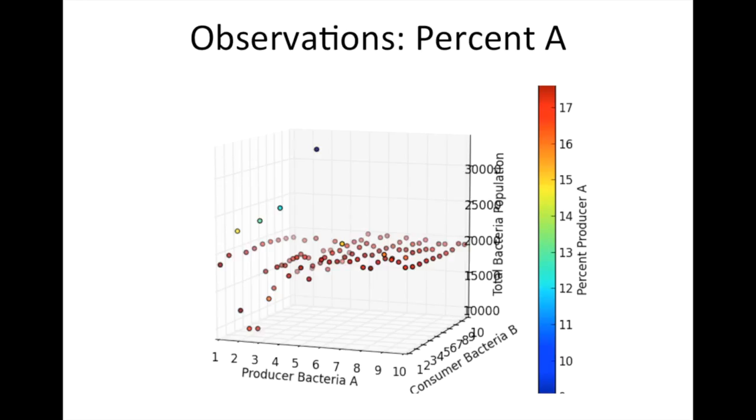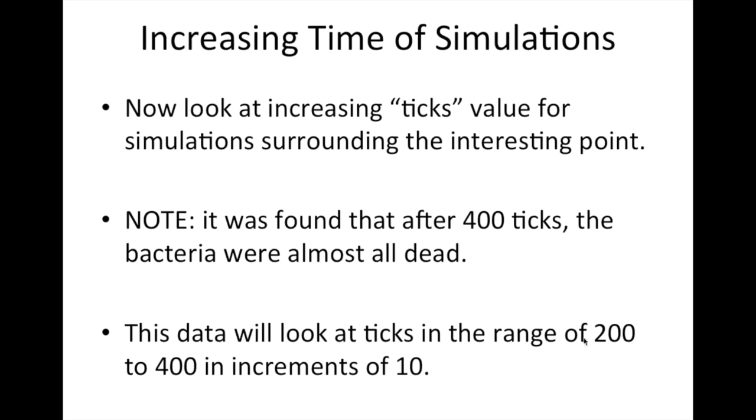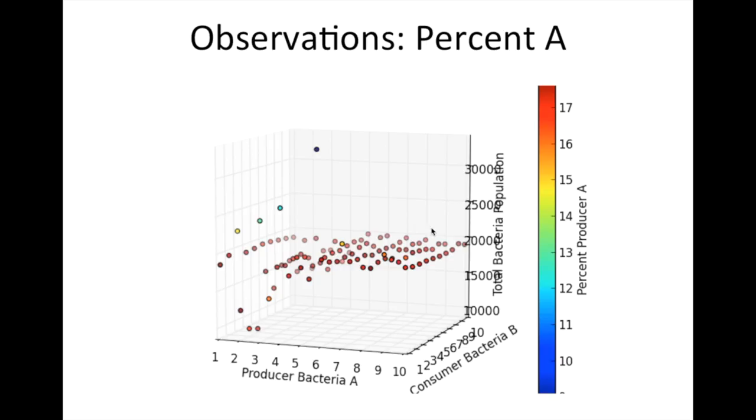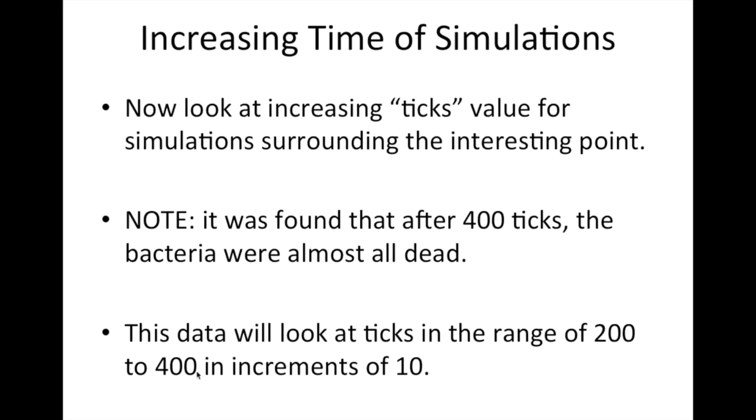This time, based off of our previous experiments where we found that this was an interesting data point, I just took a slice around it, sort of a region around it, and ran batches of those simulations at different ticks values, starting at 200, which is what this is, and ending at 400. The reason why I ended at 400 and chose increments of 10 is due to the bacteria being mostly dead at 400.